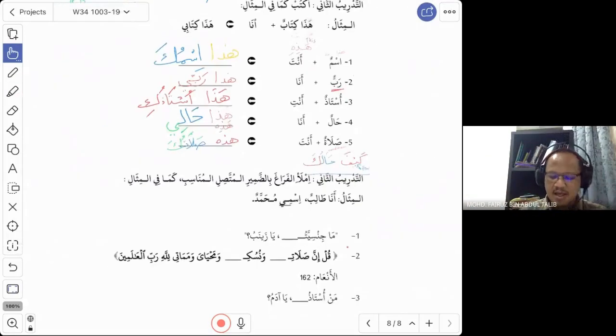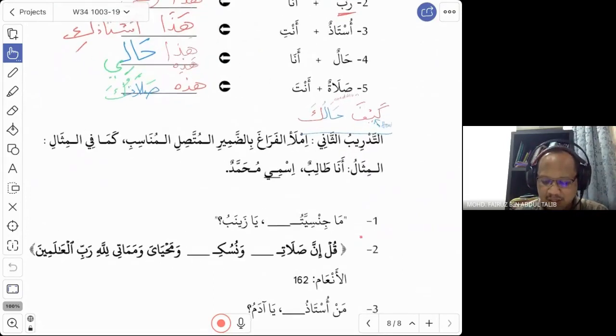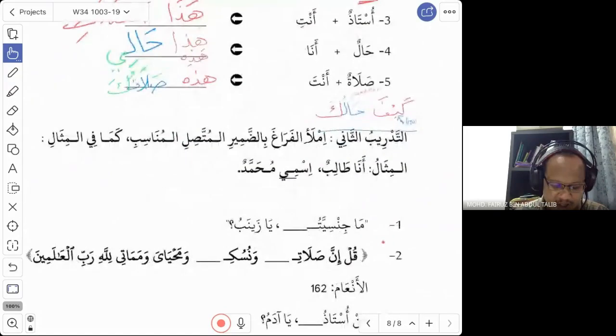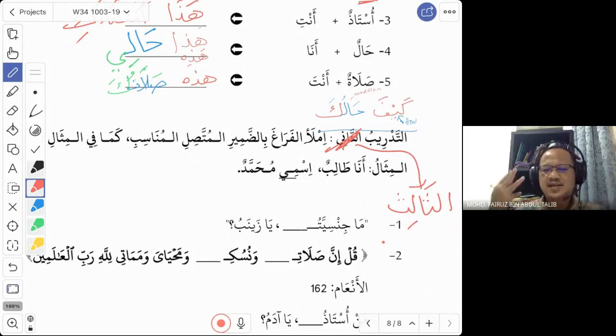Okay, good. Now is the last exercise. At-tadrib al-thalith, not at-tadrib al-thani. This should be at-tadrib al-thalith, which means the third exercise. Thalith is the third. Next time we will learn how to say first, second, third, fourth, and so on.